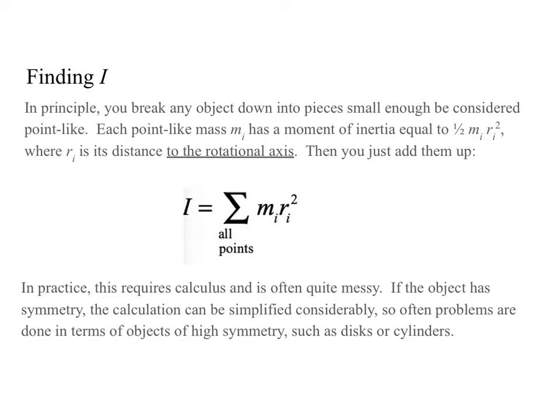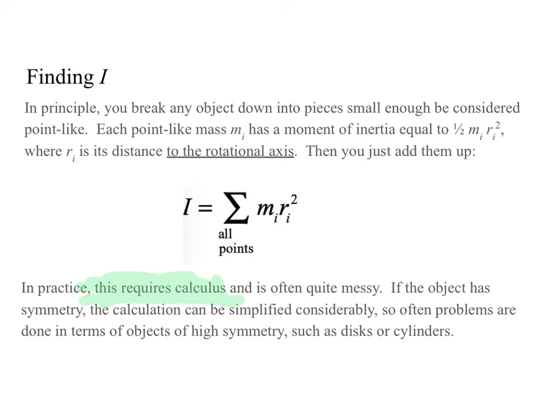In principle, if you wanted to find I, you would break any object down into pieces that are sufficiently small that you can consider them point-like. And each point-like mass, mi, has a moment of inertia equal to mi ri squared, where ri is its distance to the rotational axis. And then we just add them up. So I is the sum of all these things. But in practice, there's no way around it. This requires calculus, almost always, except for very symmetric things. And it's usually kind of messy.